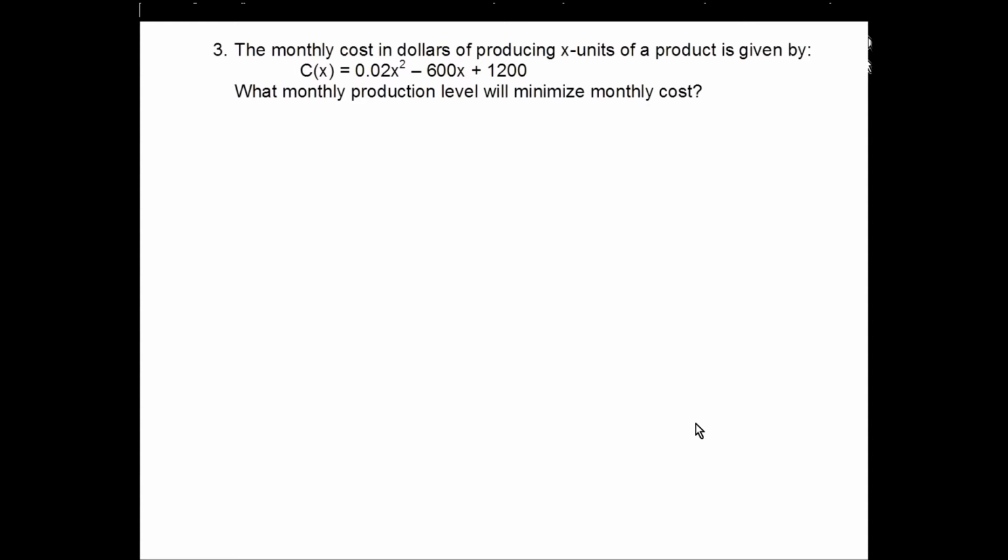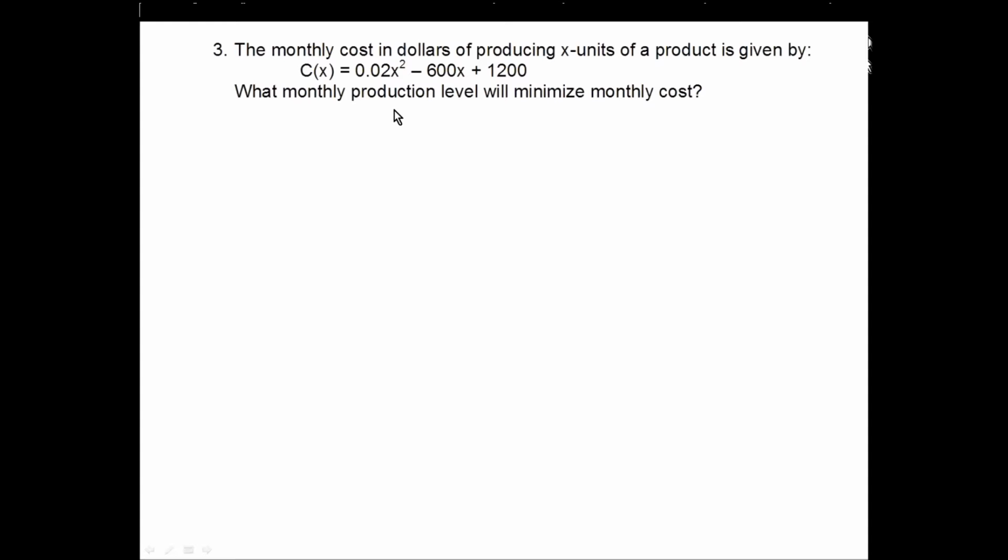Okay, question number 3. The monthly cost in dollars of producing x units of a product is given by C of x equals 0.02x squared minus 600x plus 1200. What monthly production level will minimize monthly cost? This is called the cost function. In real life, when you try to find the cost function, you actually perform the experiment. You actually produce some units and then try to find a function that will model it.